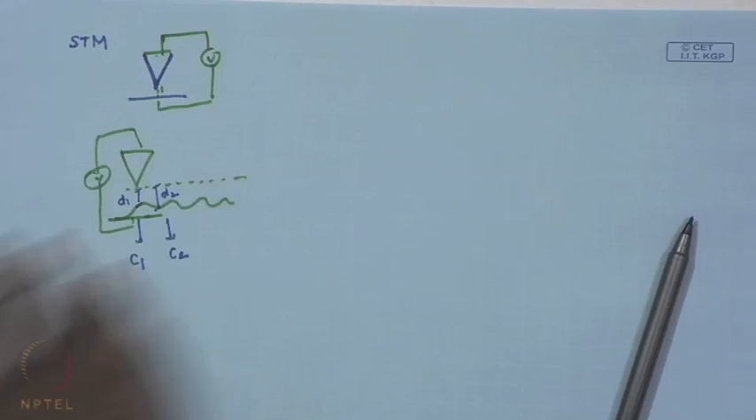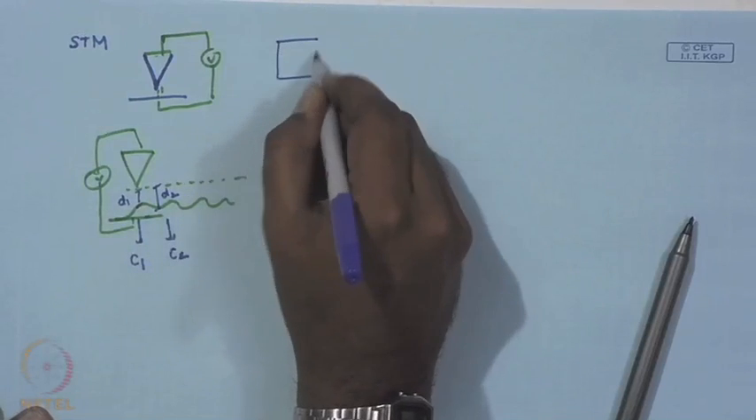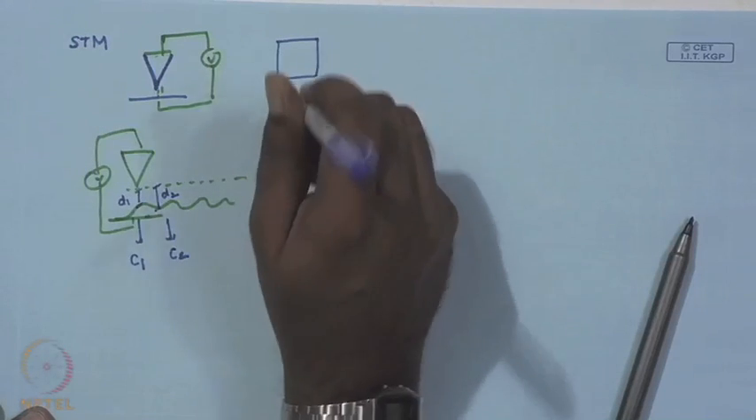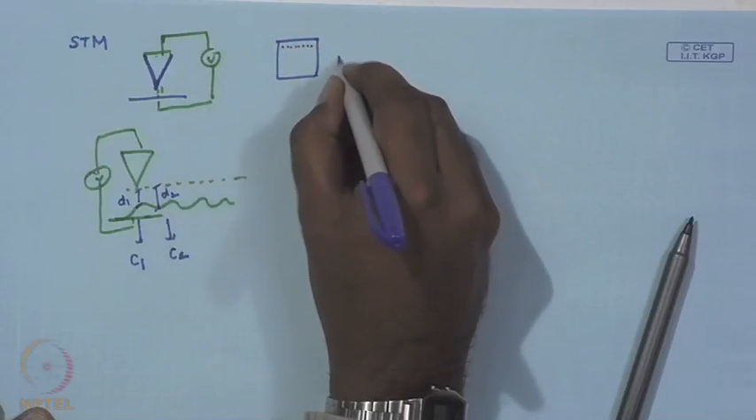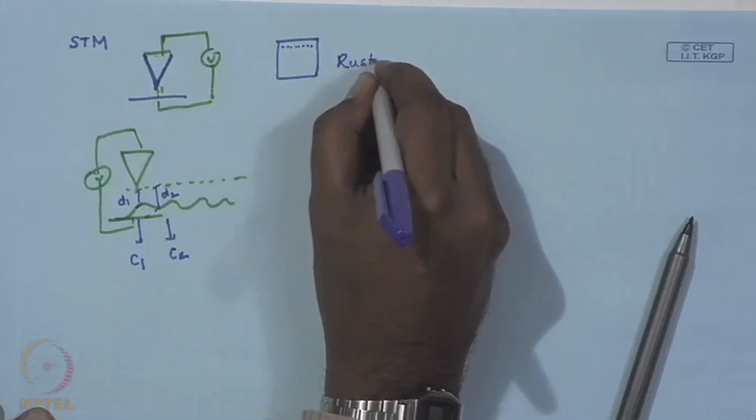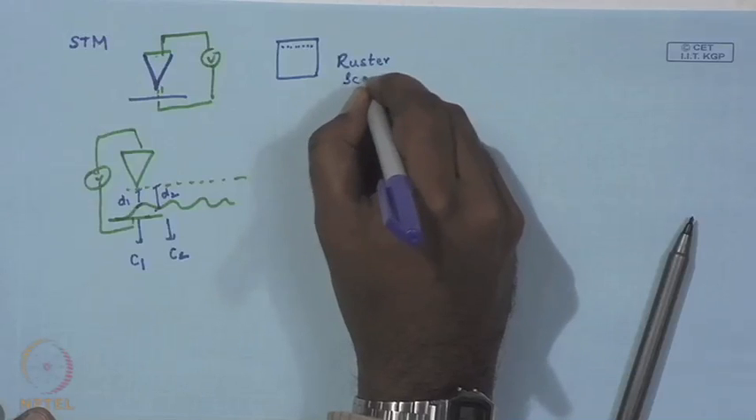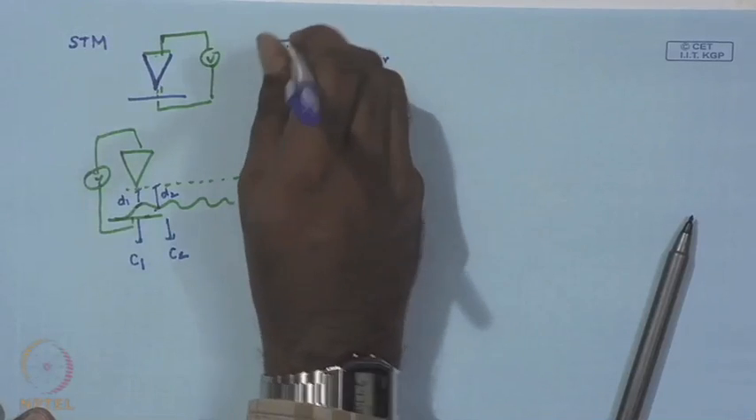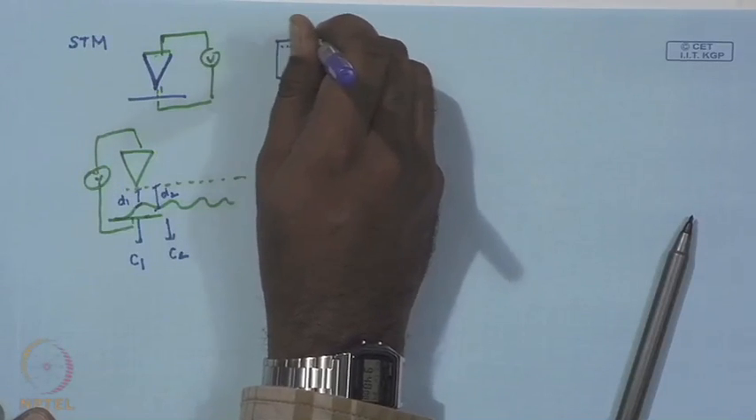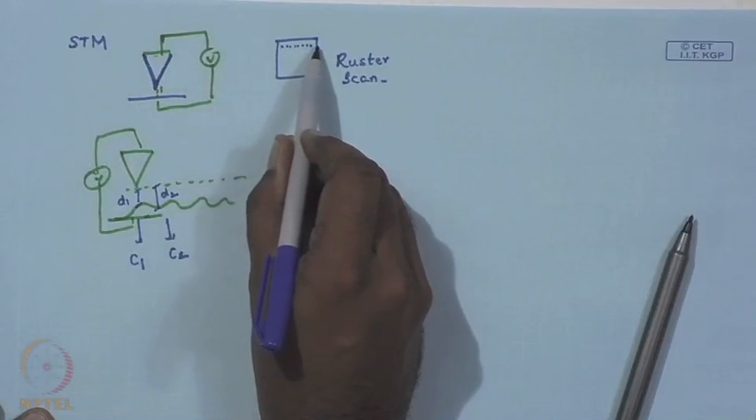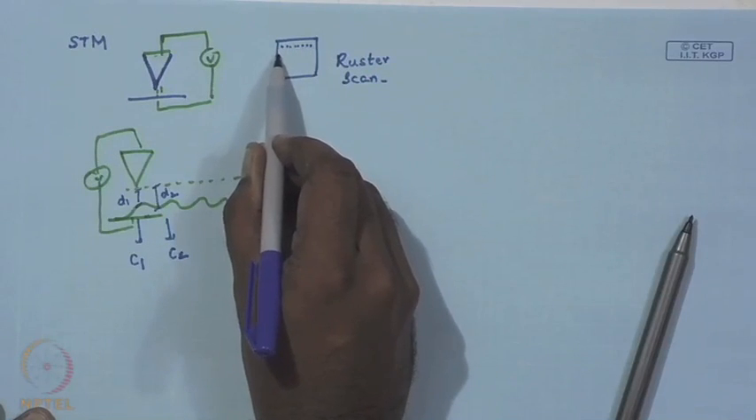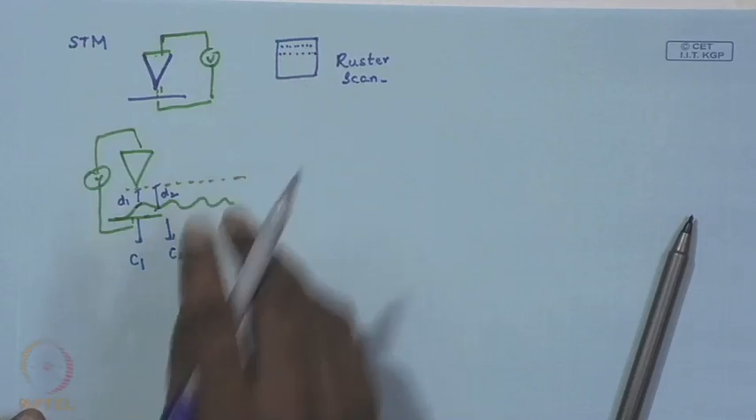So the idea is that you take a surface. We are seeing it from the top, you have the tip like this, and the tip rasters. What is a raster scan? It is more like a do loop. The tip starts from one edge, goes all the way up to here, comes back, starts from here, goes all the way up to here, comes back, goes to the next line, again goes, comes back, like this.